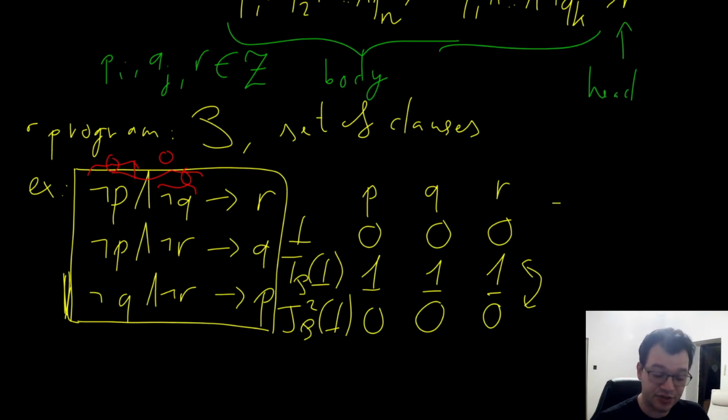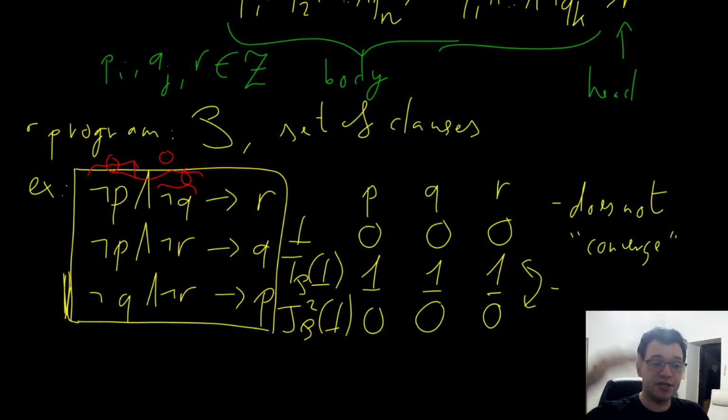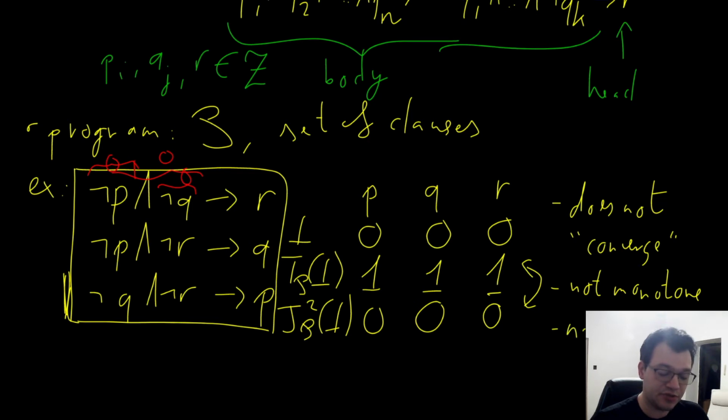So actually it doesn't converge, and it also doesn't increase, so it's not monotone. And actually it produces a fixed point, but it doesn't compute a minimal model.